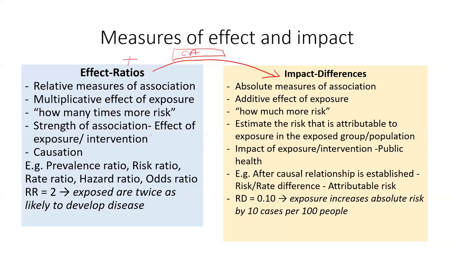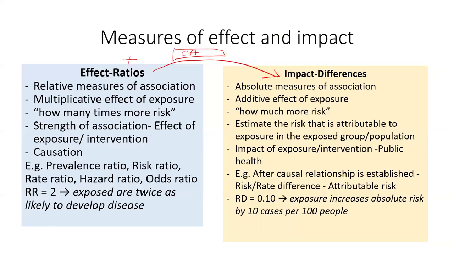These estimates are telling us how much of the outcome is attributable to the exposure, either in the exposed group or in the population. So all of the outcome is not attributable to the exposure. A certain percentage of that is attributable to the exposure. So how much of that risk or the outcome is attributable to the exposure is what these differences tell us. While the effect measures, the ratios, when you divide one by the other, are important in causal association, the differences are important from the point of view of public health and policy making.